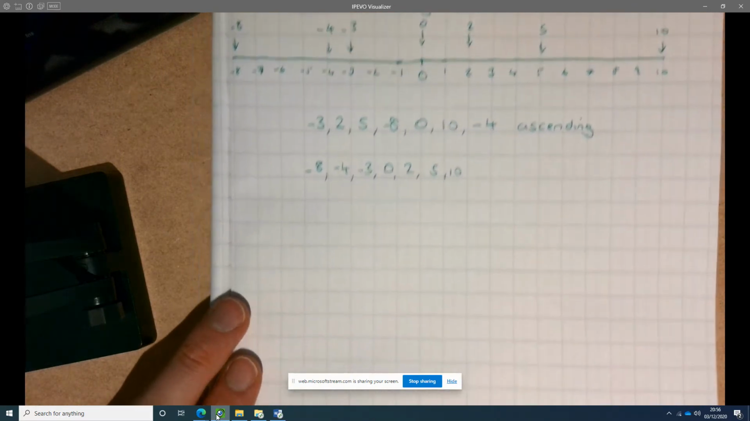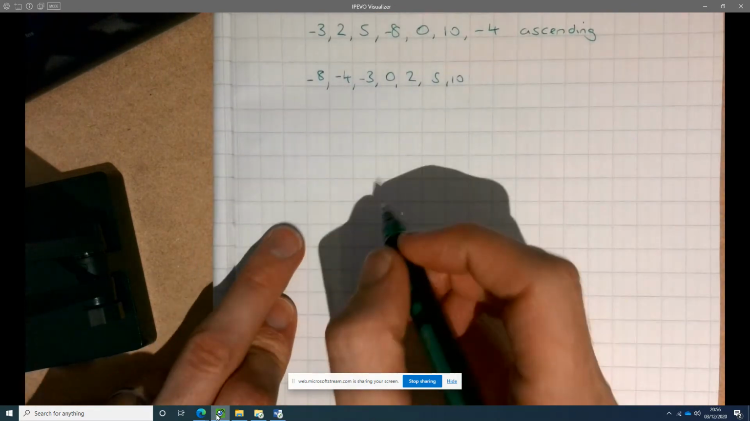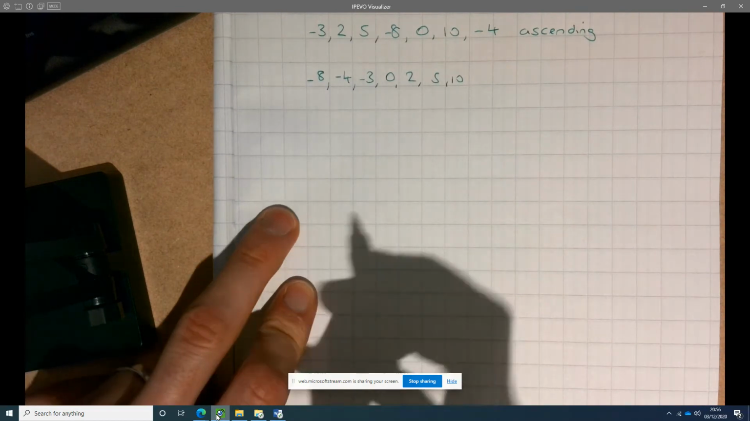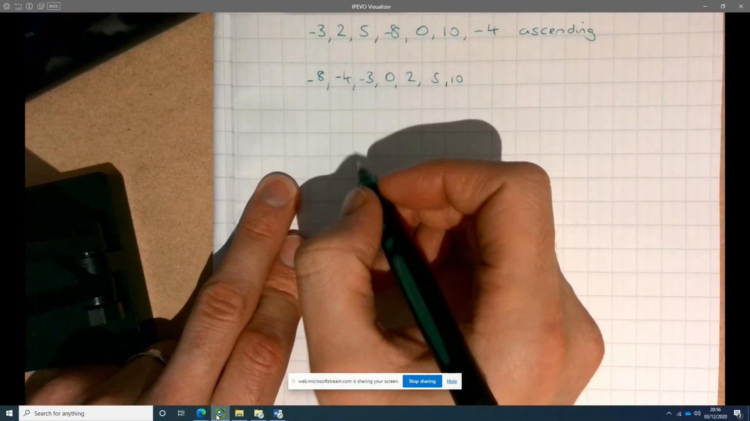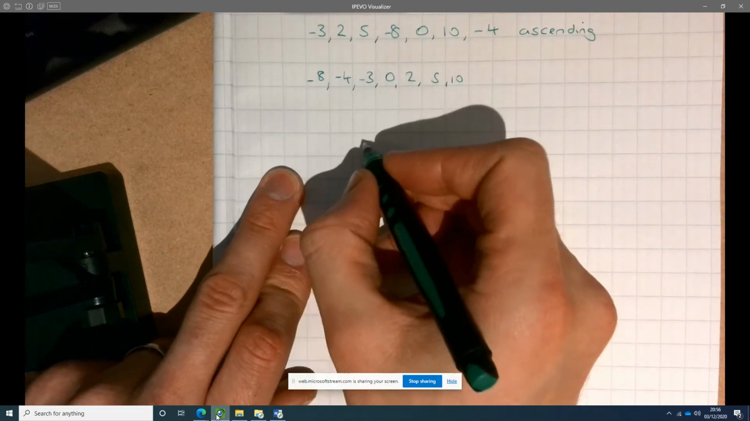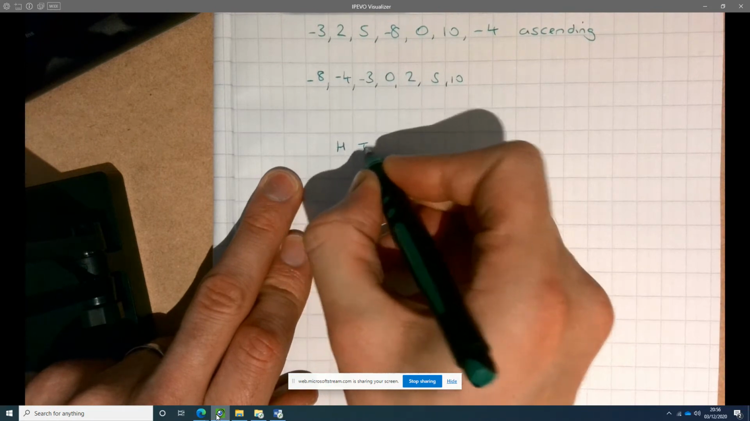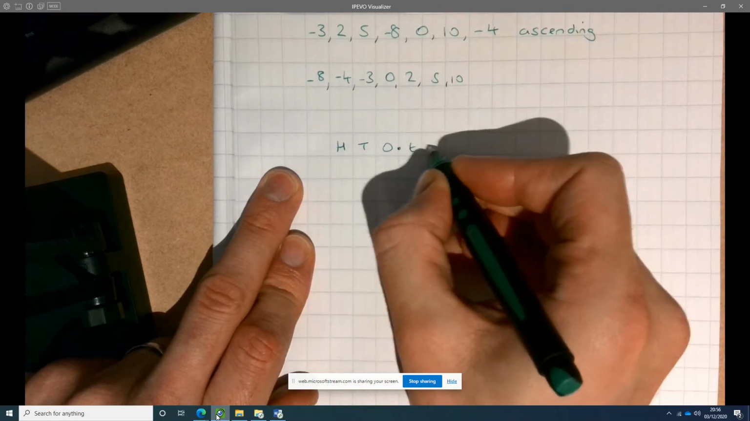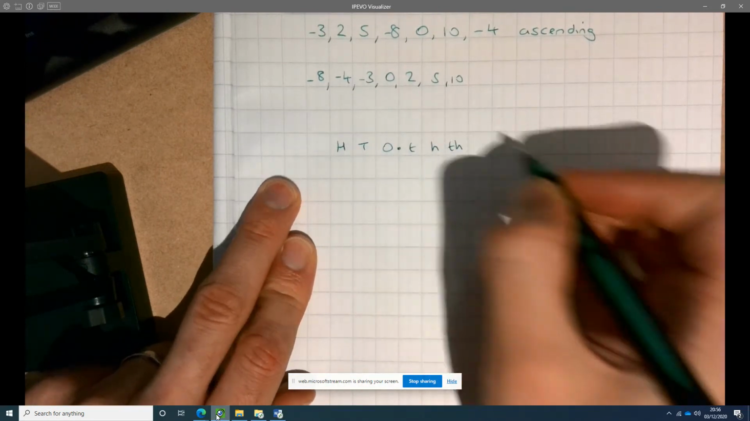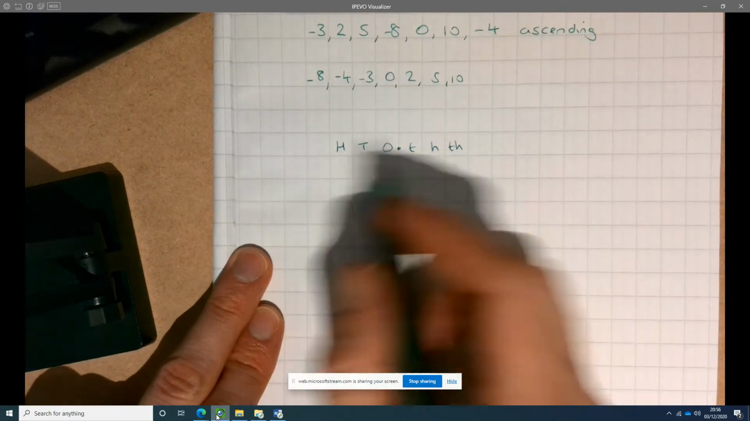Ordering decimals, slightly different. With ordering decimals, we're back to our column headings like we used for multiplying by tens, hundreds, and thousands. So let's get hundreds, tens, ones, tenths, hundredths, thousandths. And I'm not putting numbers in that I don't need in that.